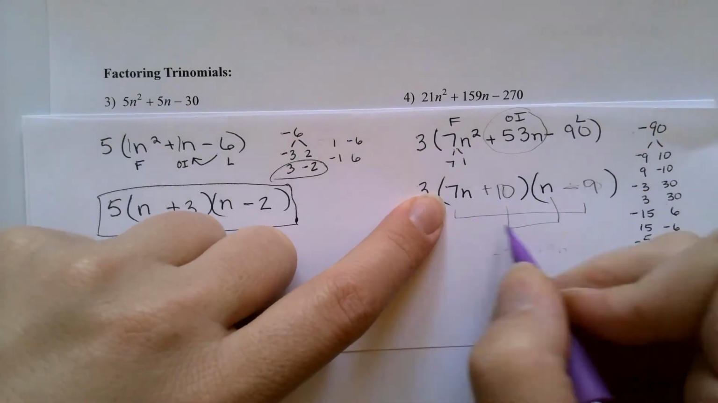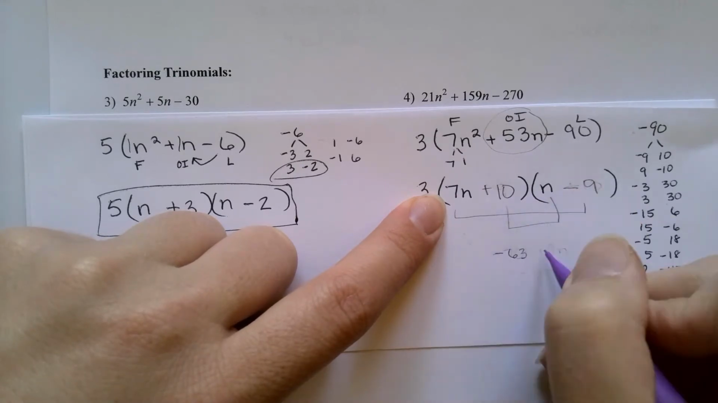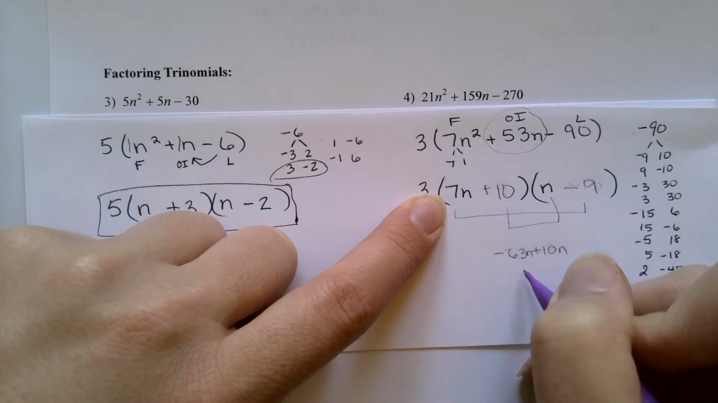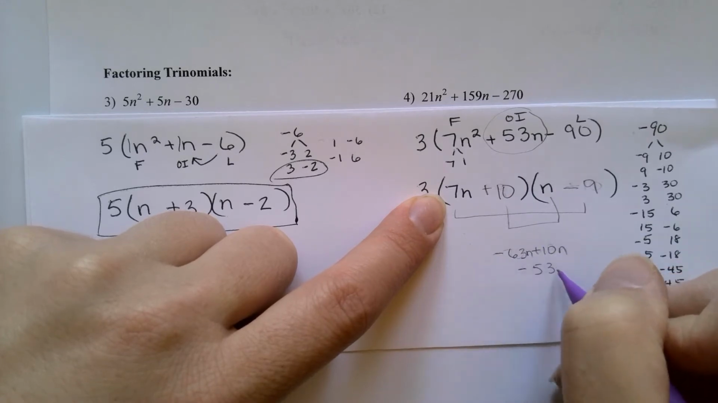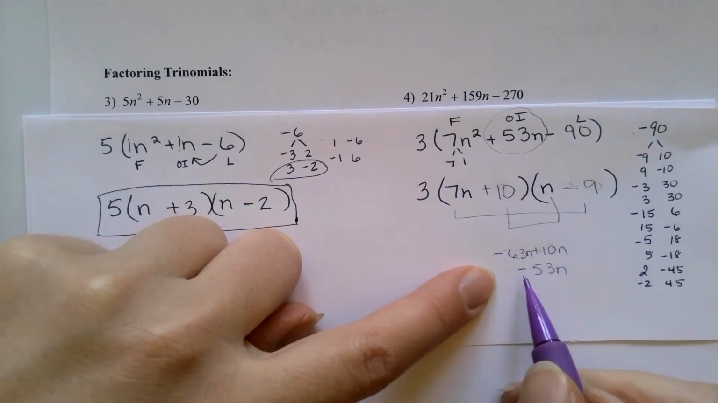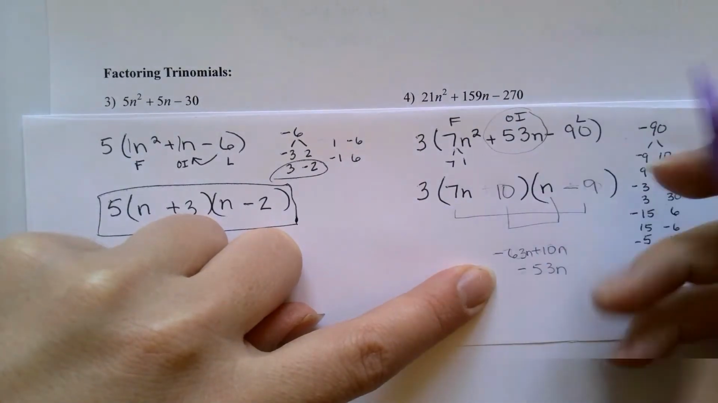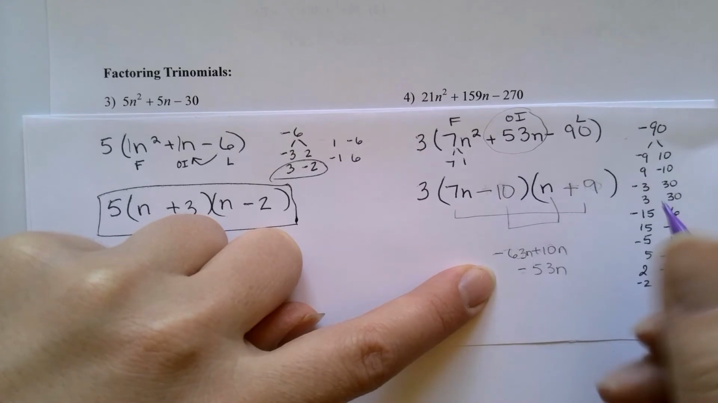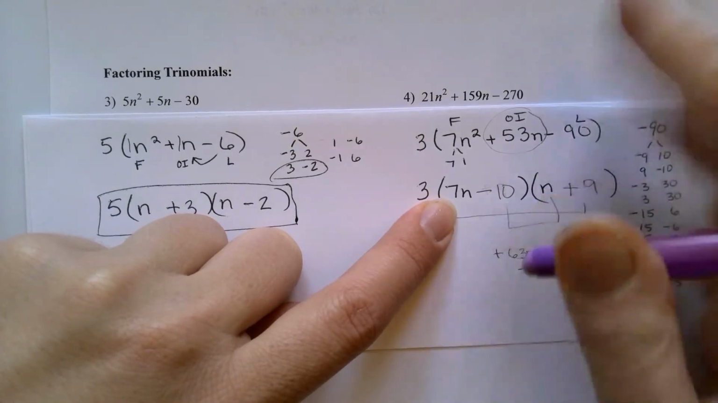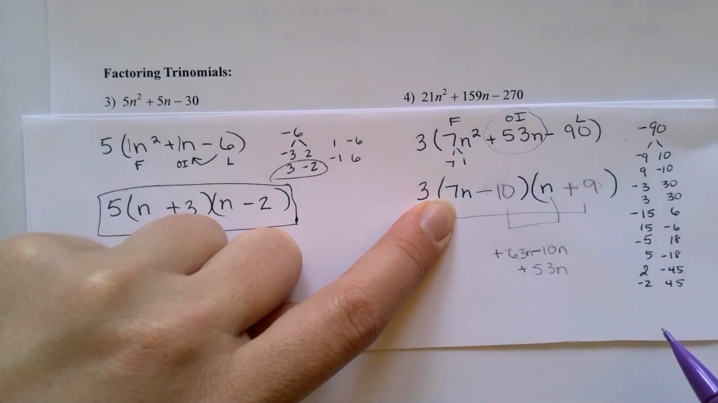So now I have my 7 times negative 9, which is negative 63, and I have 10 times n, which is positive 10n, and that adds up to negative 53. So what I found is I have the correct number, 53, I have the wrong sign. So that is a simple fix. Wrong number, switch your numbers. Wrong sign, switch your signs. And so now I have a positive 63 and I have a negative 10, which gives me a positive 53n.